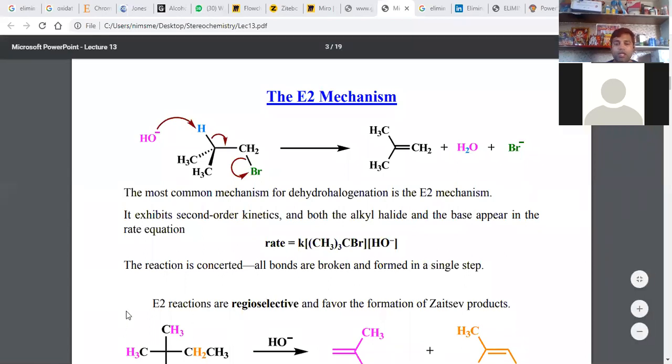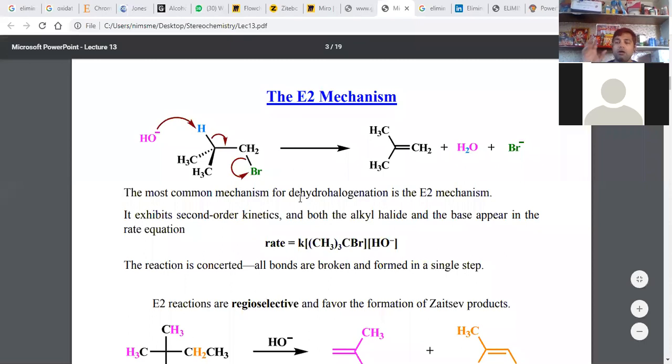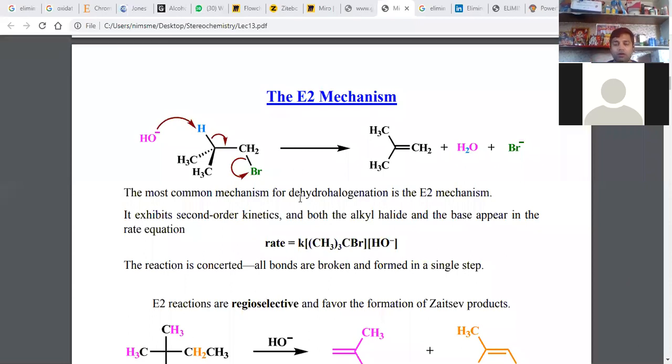E2 reactions are regioselective and favor the formation of Zaitsev products. The more substituted alkene will be the major product. E2 reactions are regioselective. Regio means region, selective means selection. So these reactions are region specific.